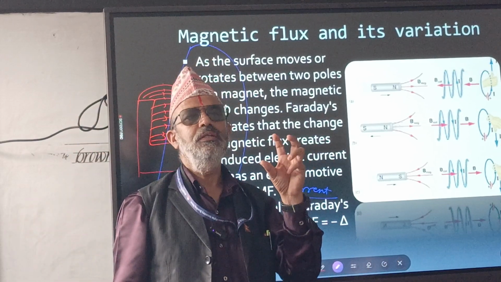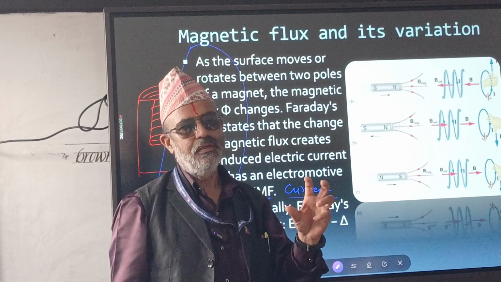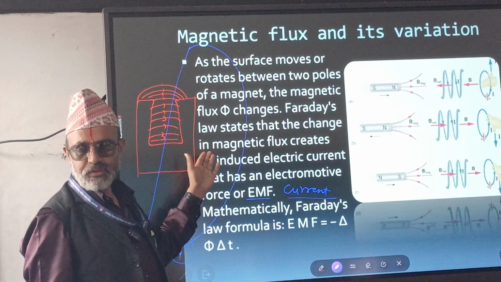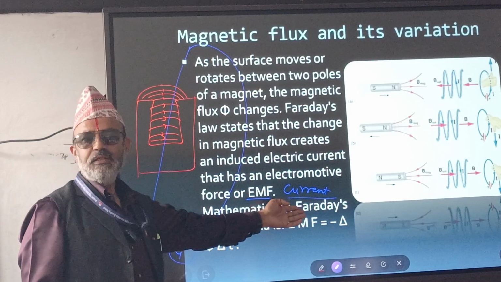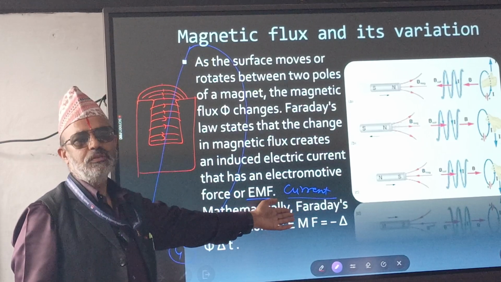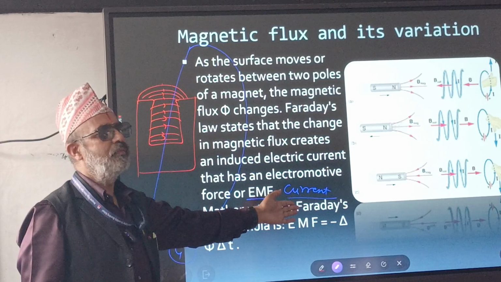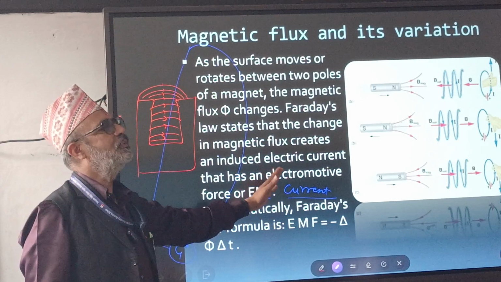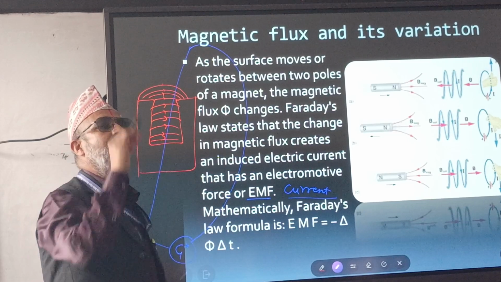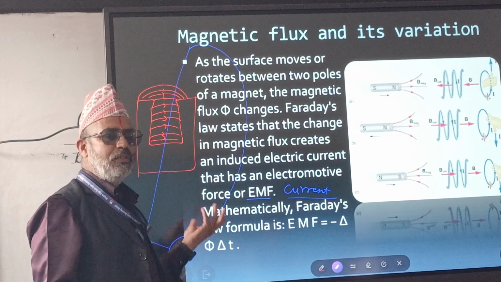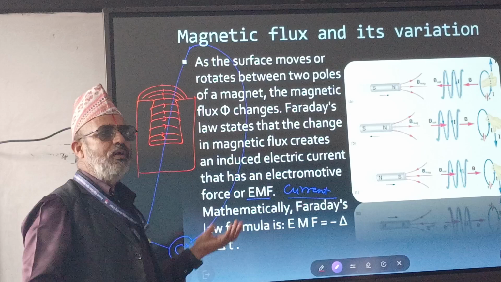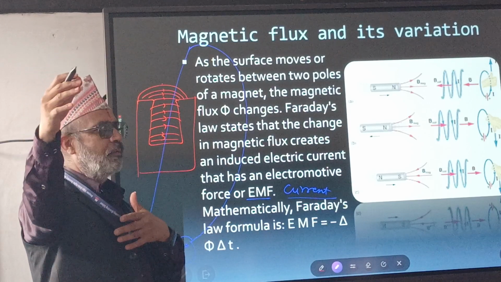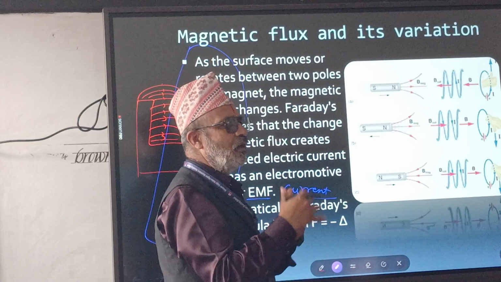This technology is used in generators, etc. In a generator or dynamo, what happens? There is change in magnetic flux, and as a result, current is produced. So this technology became a great success in the field of physics. Now see, this fan is operating because of this technology only. Where is the electricity produced? Where there is sufficient water, right? It may be produced in Kulekhani 1 or Marsyangdi.